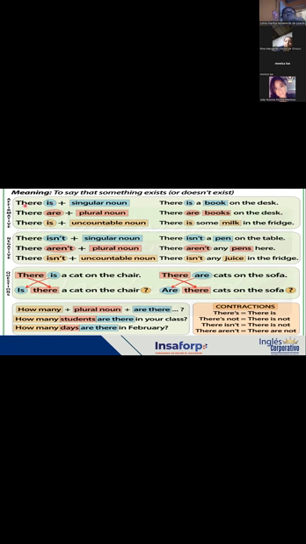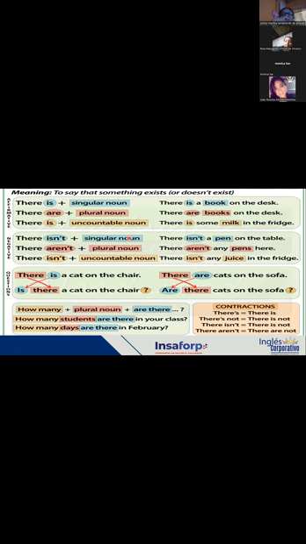Okay, so here we have some examples of using there is with a singular noun, con un sustantivo that is singular. So I say, there is a book on the desk. I use there are with plural nouns. We already know that. So I can say, there are books on the desk.